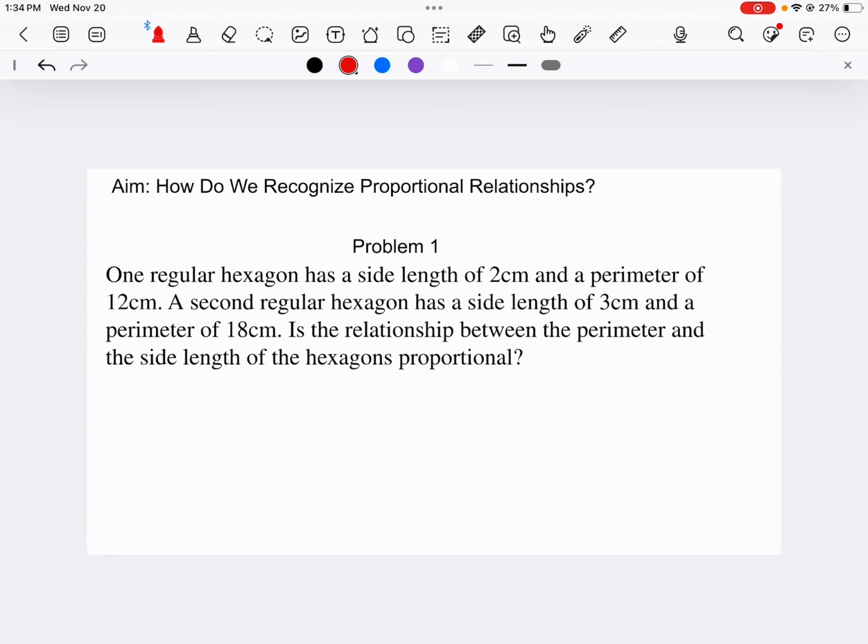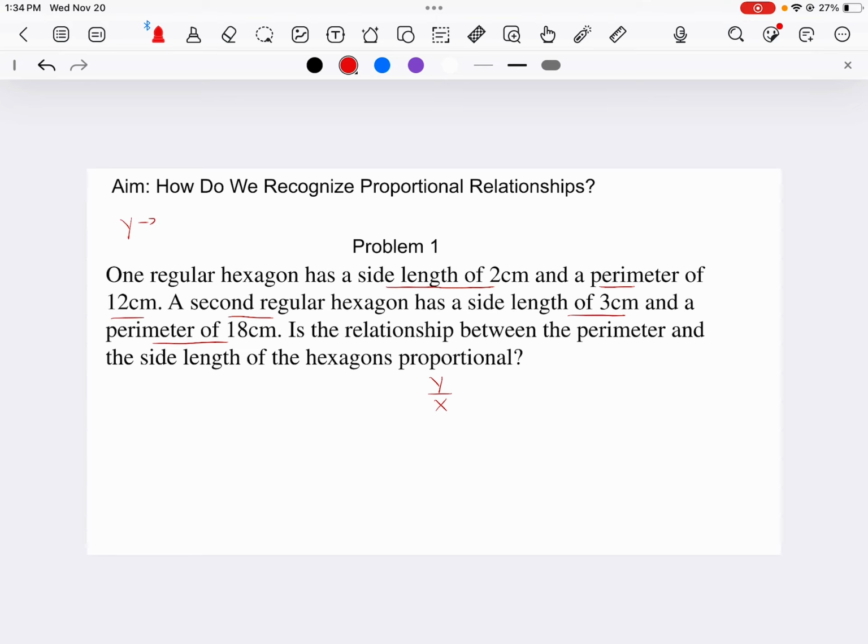One regular hexagon has a side length of 2 centimeters and a perimeter of 12 centimeters. A second regular hexagon has a side length of 3 centimeters and a perimeter of 18 centimeters. Is the relationship between the perimeter and the side length of the hexagons proportional? So in order for it to be proportional, that means that y divided by x has to be the same for every situation in the problem.